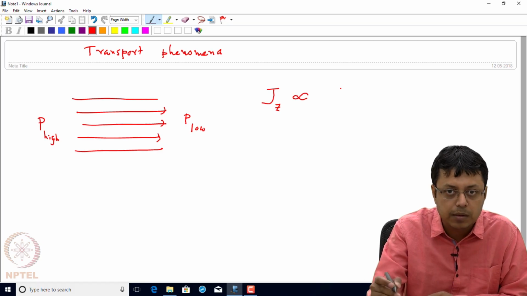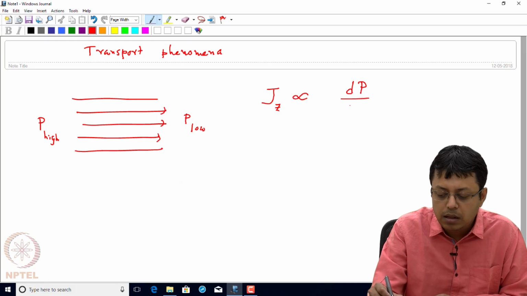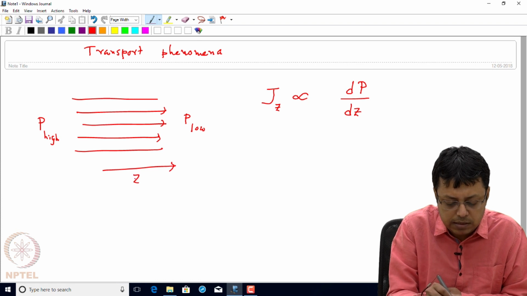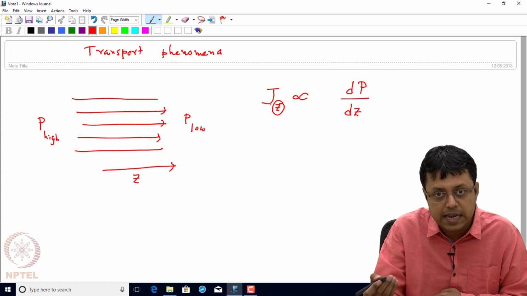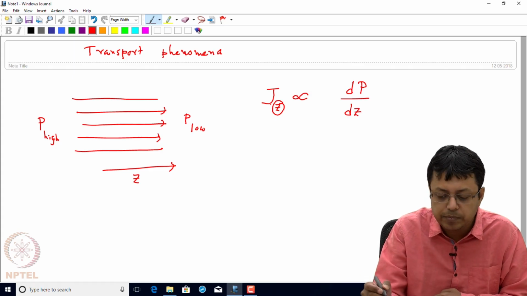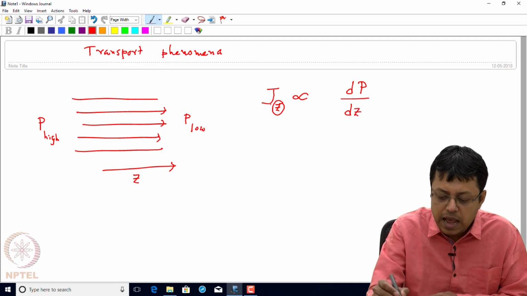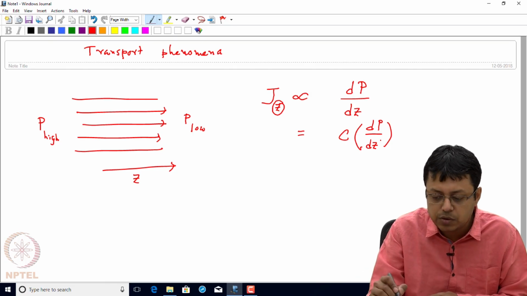Now if everything is one dimensional, I can just write it. This is nothing but the pressure gradient as a function of z. If this is the z direction, that's why I am writing the suffix z. So the flux along z of that quantity is proportional to the pressure gradient along z, and we write the proportionality constant as c, which we will define later, along with how to evaluate this constant.